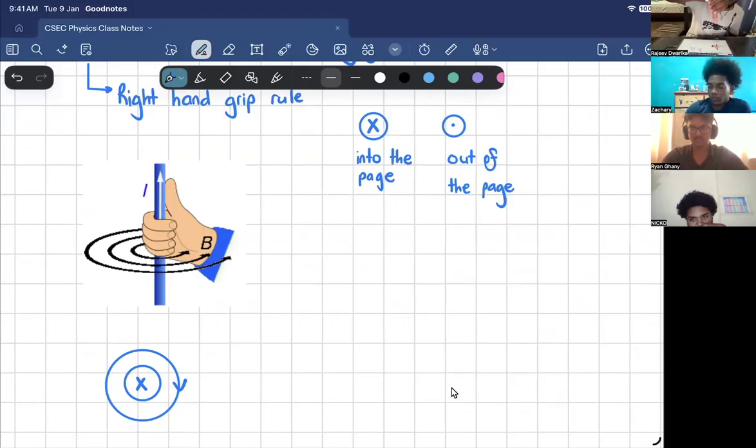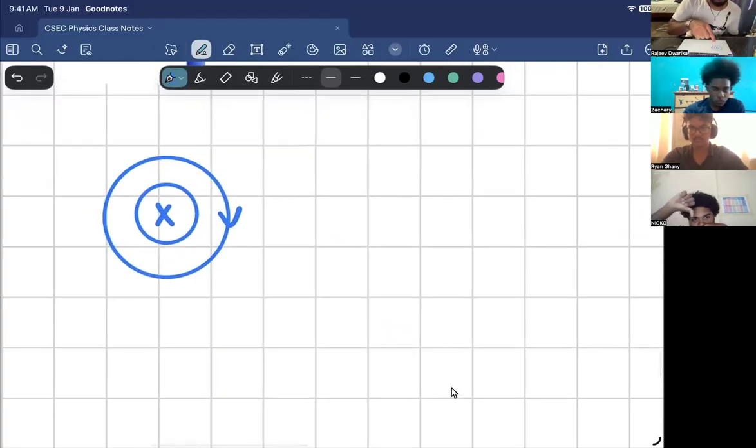So point your thumb. So Nikolai, draw this diagram fast. Draw this diagram from your book. Draw an X with a little circle, and then around the circle, just draw a circle without an arrow. You're gonna fill in the arrow.